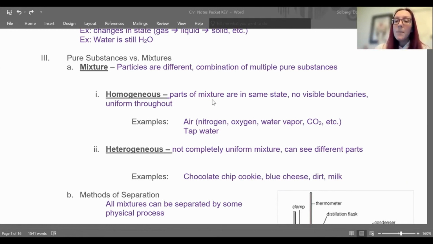Okay, so the opposite of a homogeneous mixture would be a heterogeneous mixture. So this is one that is not completely uniform. You can see the different parts.